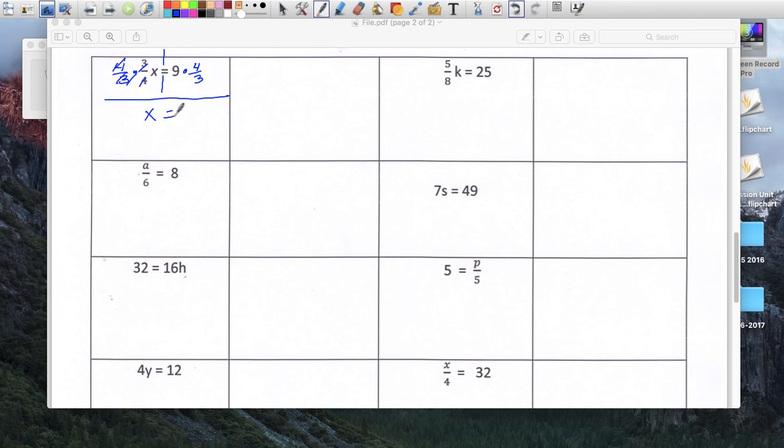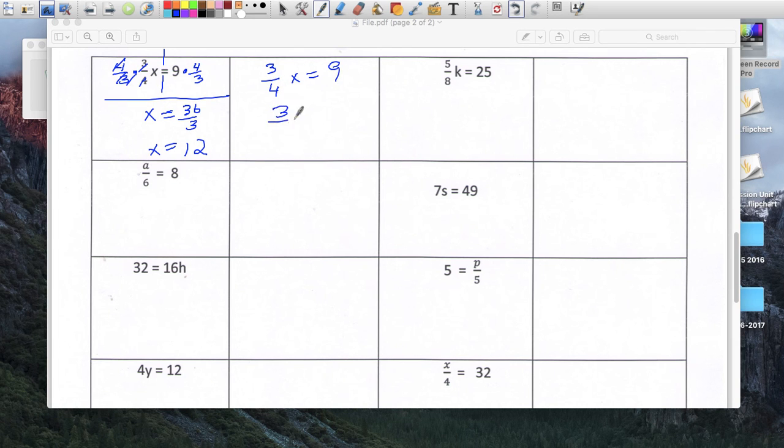And I'm not going to write 1x, I'm just simply going to write x. On the other side, 9 times 4 is 36, and then I'm going to divide it by 3. 36 divided by 3 is 12. So the value of my variable is 12. The original equation is 3/4 x equals 9. Imagine if you had $12, and I said, please hand over 3/4. You would hand over $9.